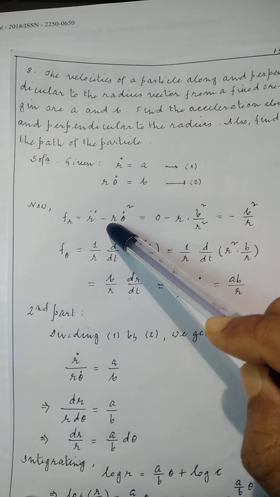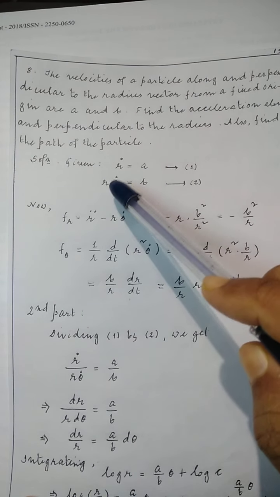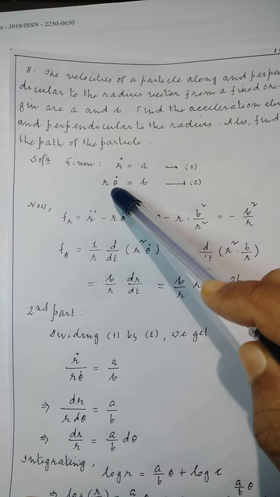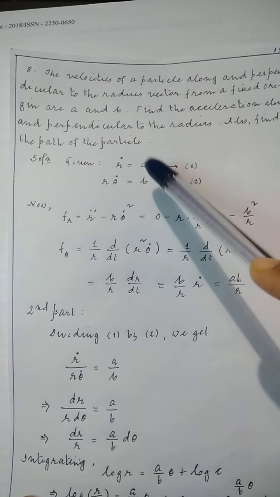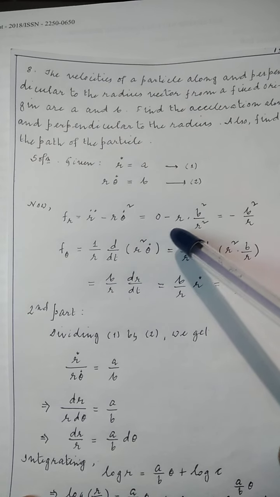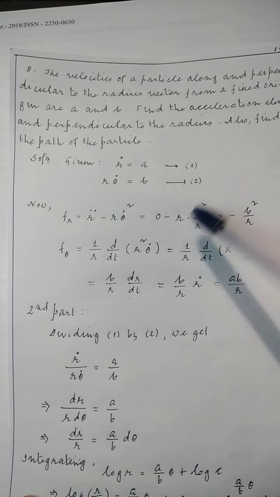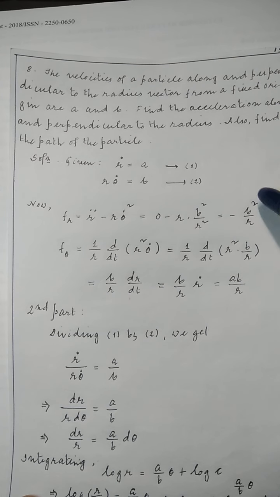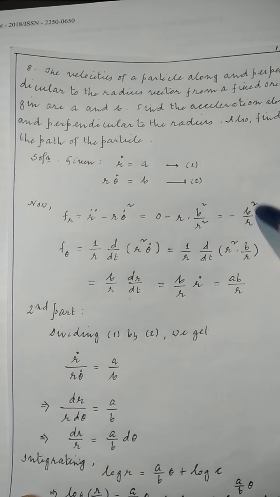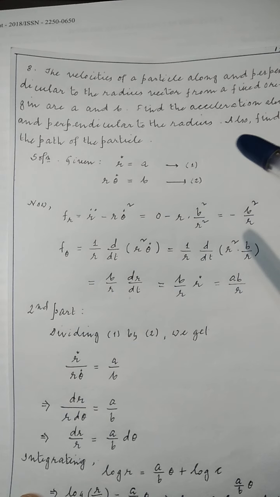Now this r you keep as it is. Theta dot square we can find out from equation 2. See, r theta dot is equal to B, so theta dot is equal to B by r. Substitute this in place of theta dot. So what you will get? It is 0 minus r into b square by r square. After simplifying, it is minus b square by r. So this will give you the radial acceleration, that means the components of radial acceleration.